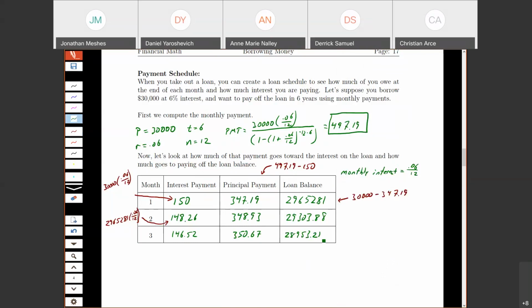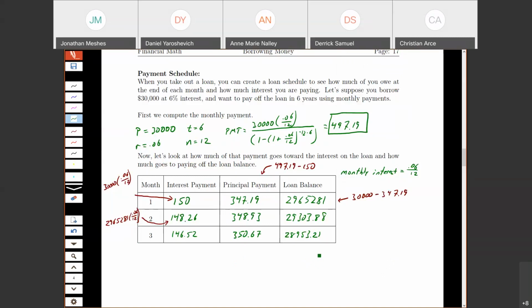Okay. And you could fill that out for the full loan, and then at the end, you'll get a loan balance of 0. Now, if I actually filled this out, like I made a spreadsheet and filled the whole thing out, the way that we did it, you might not get exactly 0 at the end. You might get maybe 2 cents or -3 cents or something like that because of rounding error.